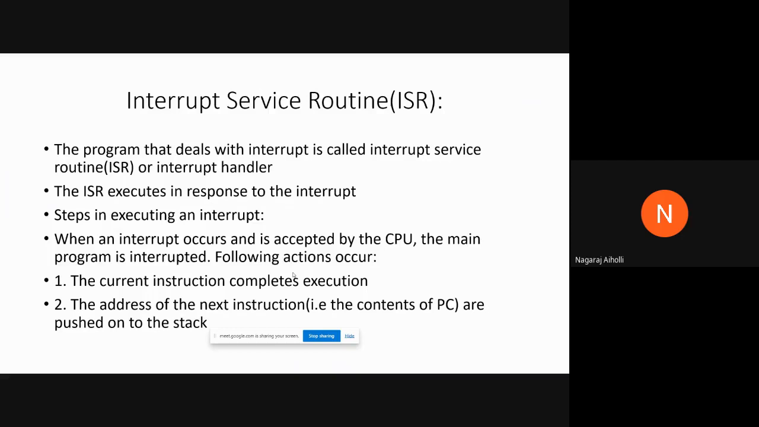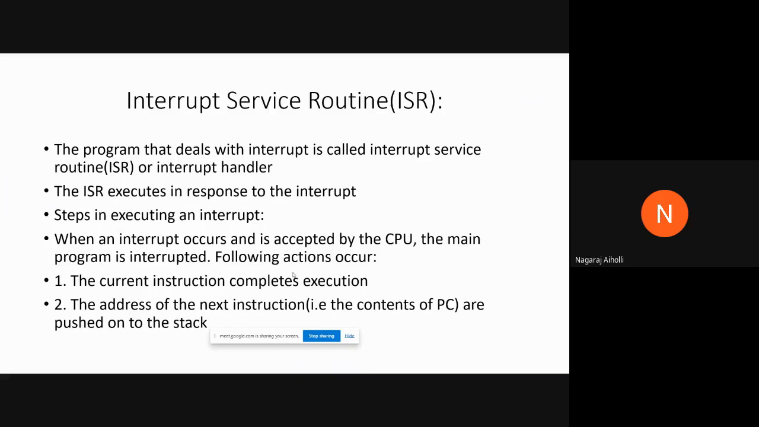When the interrupt occurs, the main program is interrupted. The instruction which is executing in the main program will complete the execution. The memory location of the next instruction in the main program will be stored into the stack memory. Interrupt status: if the present interrupt is executing, and if there is a higher priority interrupt which is interrupting, then the status of the interrupt will also be saved.